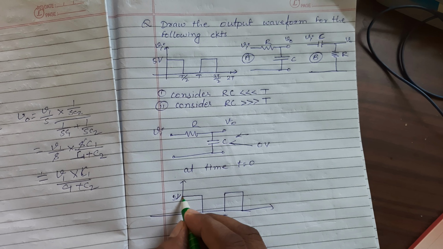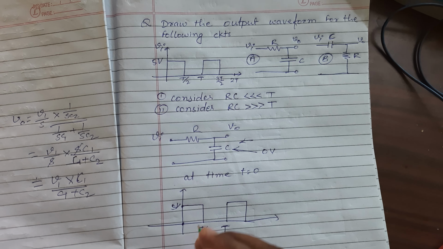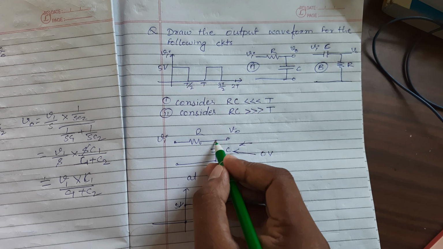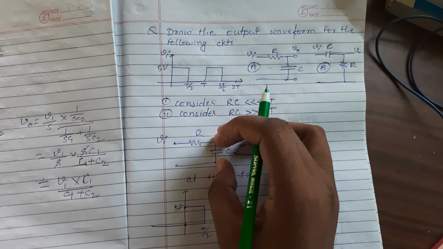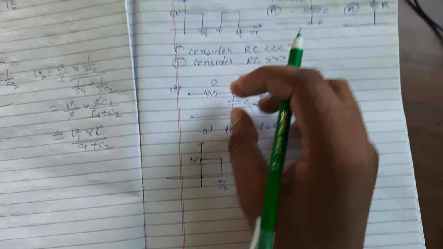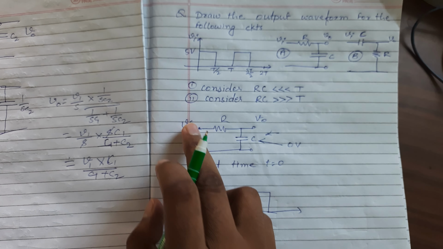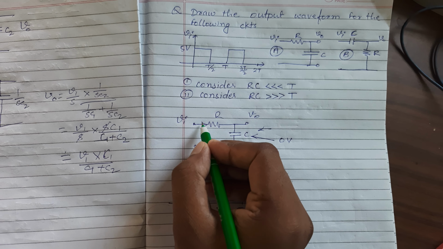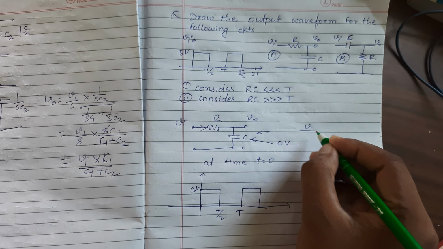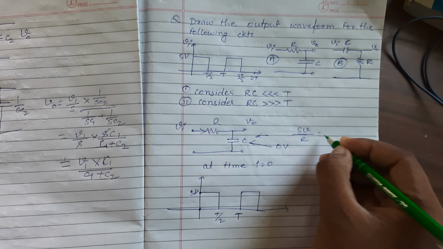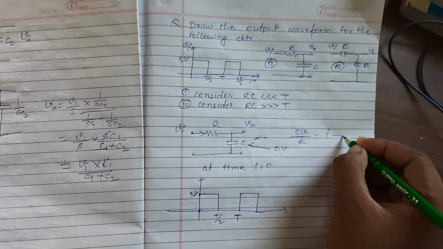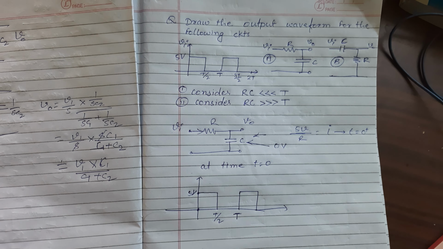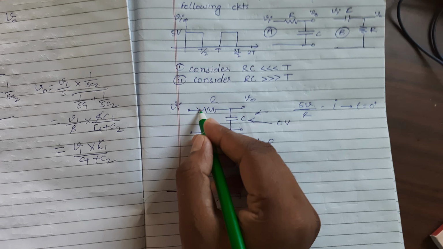As the input voltage is high here, all the voltage will appear across this resistor, like its value is 0 volt, and the voltage applied here is 5 volt, so all the voltage will appear across this resistor. So this resistor will carry an initial current of 5V by R. So the initial current, I at t equals 0 plus, will be 5V by R.